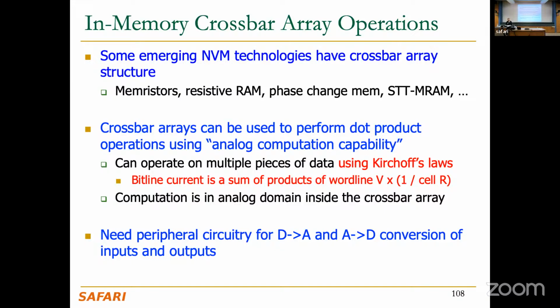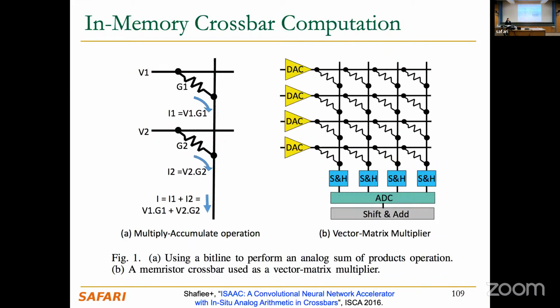So let me talk in more detail about this technology. Here is an example where, on the left side, as you can see, we have two NVM cells connected to the crossbar array. This is a word line and this is a bit line. Once we apply the voltage on the word line, and this is the resistance of the cell, then the current accumulated here is the voltage divided by the resistance, or multiplied by the conductance.